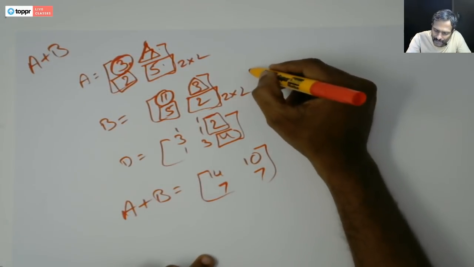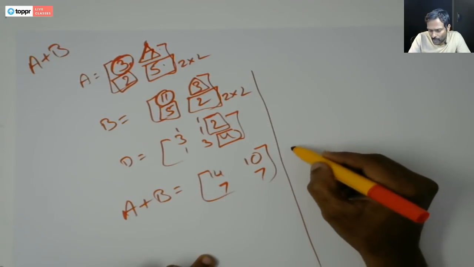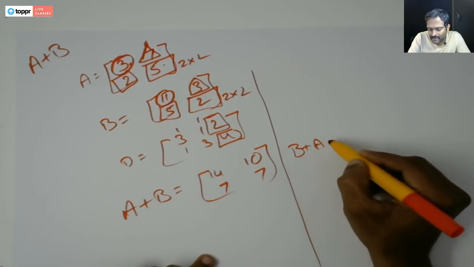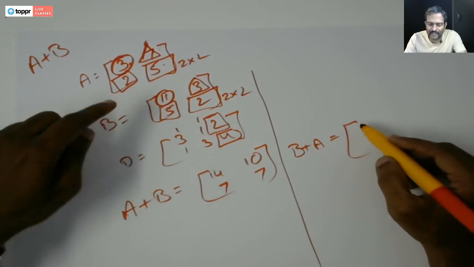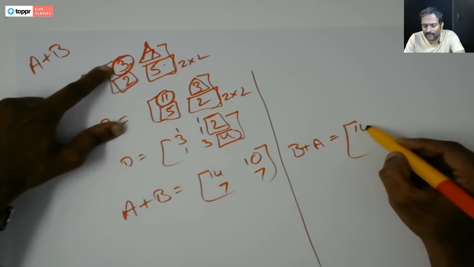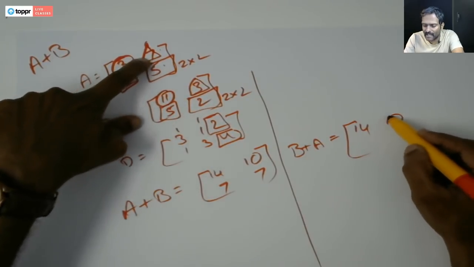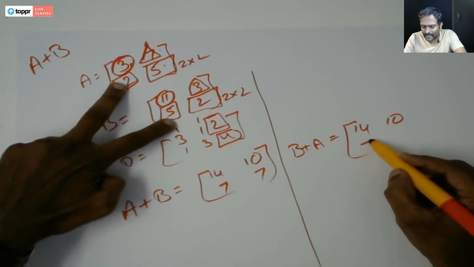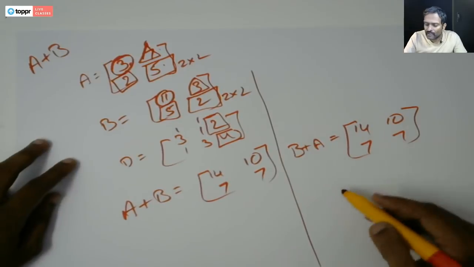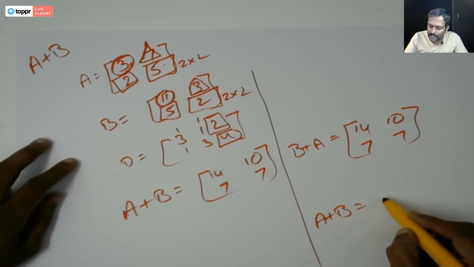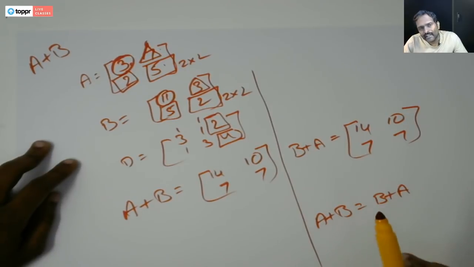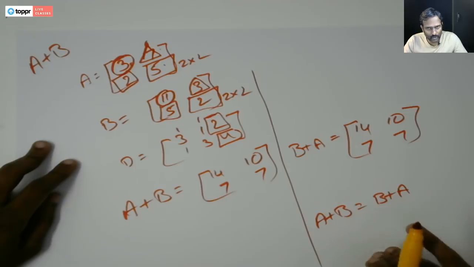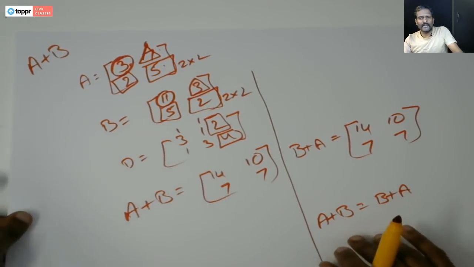Now let us find quickly B plus A. Suppose I want to find B plus A, what is B plus A? So B plus A is 11 plus 3, which is again 14, 3 plus 7 is 10, 5 plus 2 is again 7, 2 plus 5 is 7. So I can say A plus B is the same as B plus A. So we can say that addition is commutative. Addition of matrices is commutative, right?